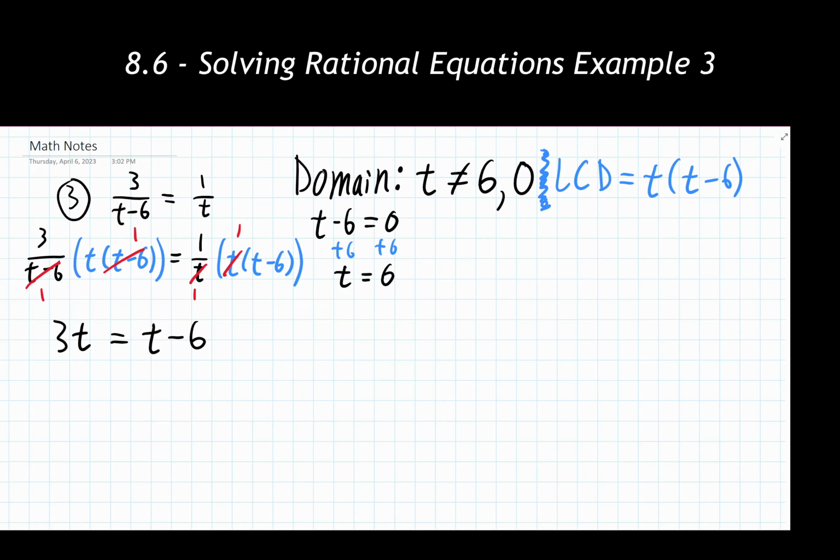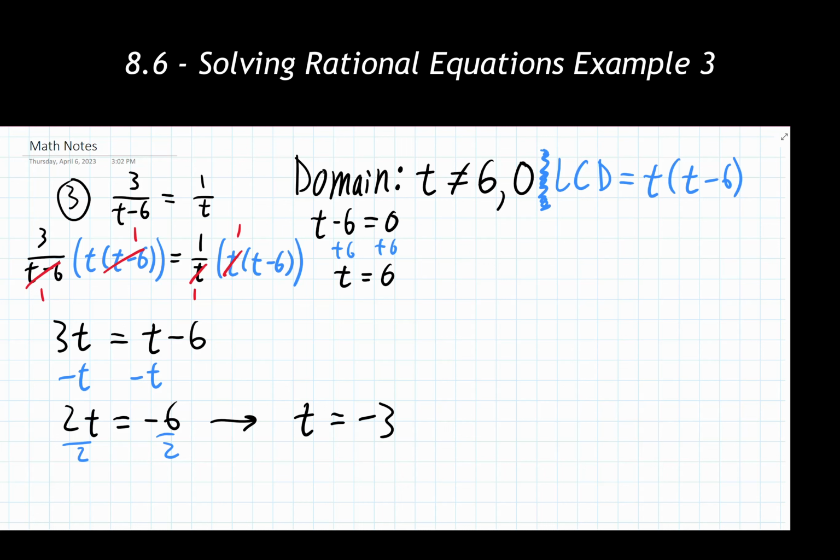So fractions are gone. Great, I can solve this thing normally. I'm going to subtract t on both sides because I want to get t all by itself. So let's get it all on one side. So I get 2t equals negative 6. I'm dividing both sides by 2. I'm getting that t is equal to negative 3. So great, we have our potential answer.